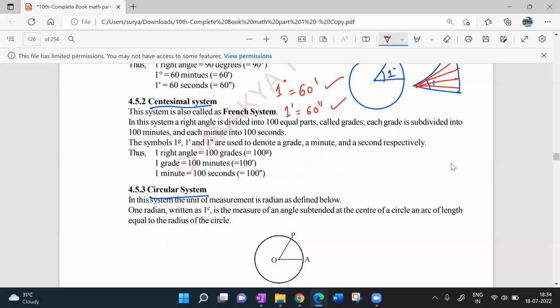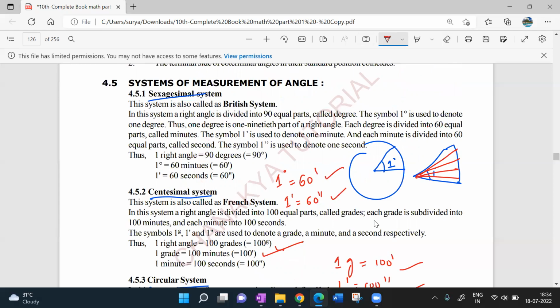Now, one right angle is equal to 100 grades. So 1 grade is equal to 100 minutes, and 1 minute is equal to 100 seconds. Very simple. You will not be using this centesimal system much. This sexagesimal system we will be using. You can also call the sexagesimal system the British system.